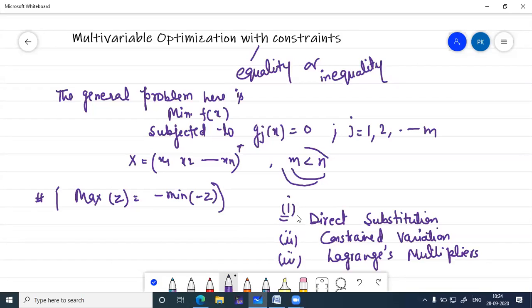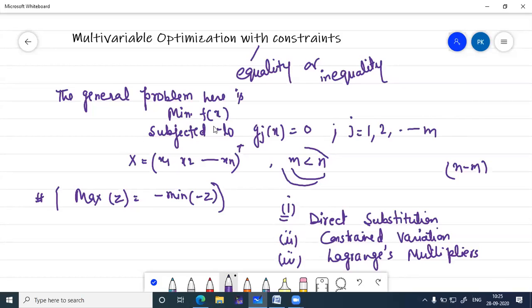So first I'm going to take the direct substitution technique. As the name indicates, in direct substitution what will happen? We have an objective function subjected to the set of constraints. So suppose we have m constraints and n variables. We choose any m variables out of n and express them in terms of the remaining n minus m variables. Then this problem will consist of a single problem like the one we studied earlier without constraints, so the same technique will solve this problem. With the help of the equalities we transform it into a single problem.